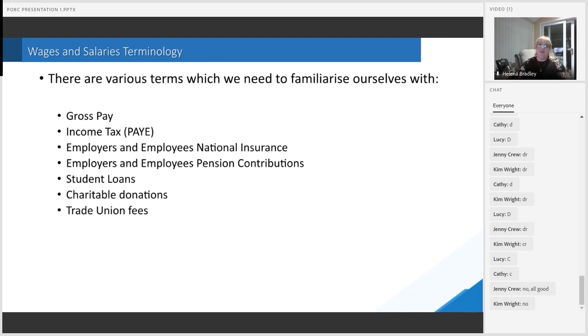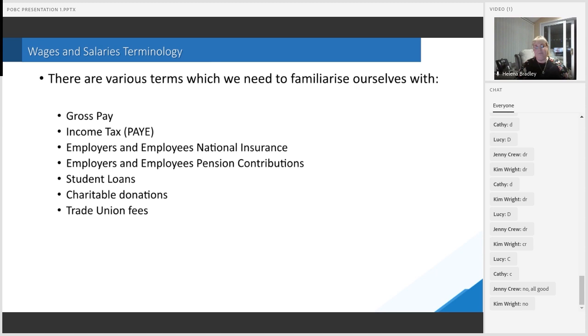So the last thing I want to look at tonight is the wages and salaries transactions. We need to be comfortable with some double entry here, and also with some calculations. Some of these terms you'll have come across just because of your own employment, but I don't want to leave that open to chance. I want to make sure you're absolutely okay.